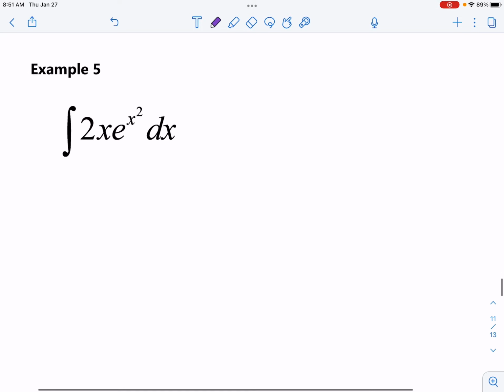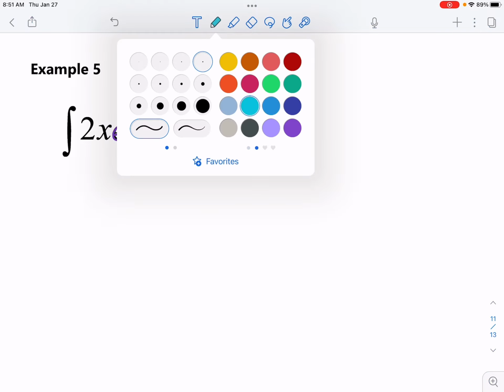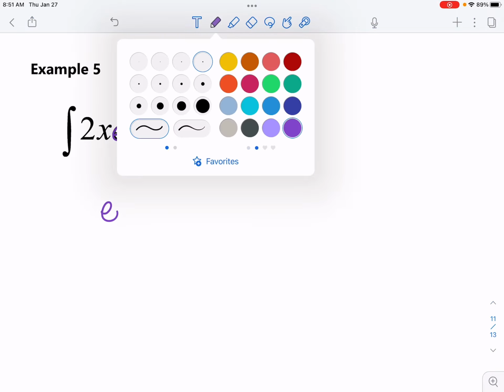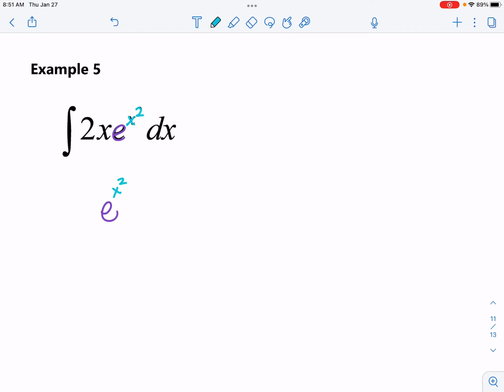All right, here's our last example. Go ahead and pause and copy. All right, so in this case, my outer function is actually e to the x. My inside function is x squared. All right, so step 1, anti-derive the outer function. Well, the antiderivative of e to the x is just e to the x, right? We're going to hold the inside function as well as the inside function's derivative.